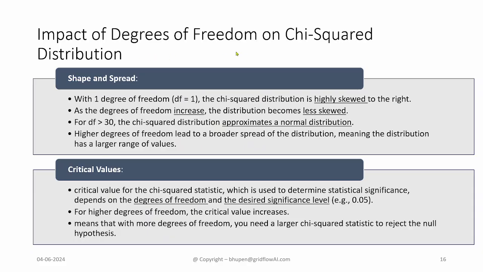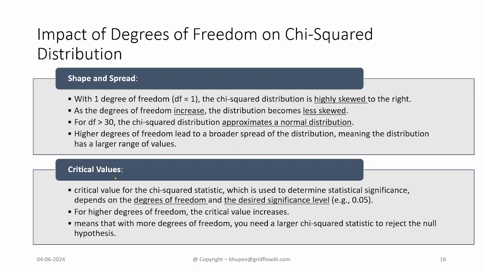The impact of degrees of freedom is in terms of the shape and the spread. If the degrees of freedom is 1, then the chi-square distribution is very, very skewed to the right. As the degrees of freedom increases, the distribution becomes less skewed and approximates a normal distribution. Higher degrees of freedom lead to a broader spread of the distribution and a better situation to accept or reject the hypothesis.